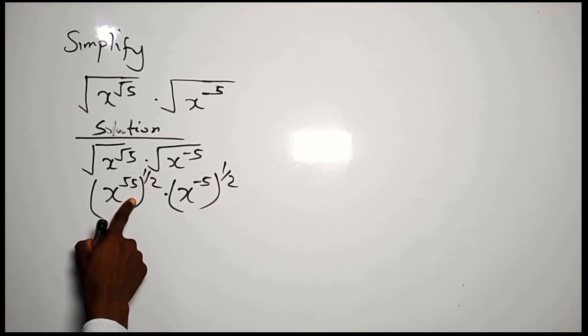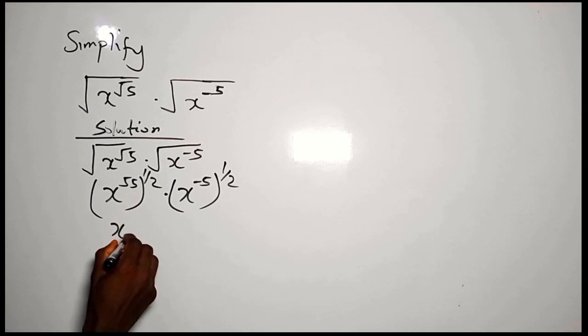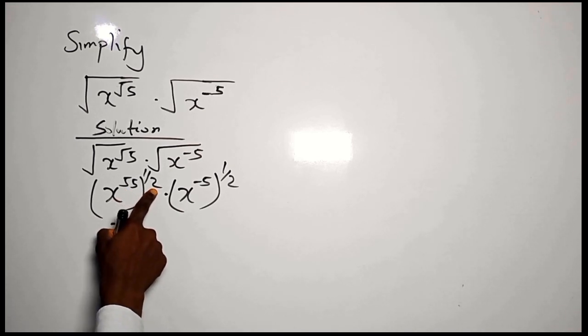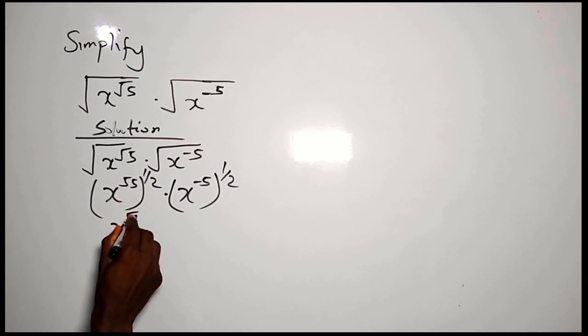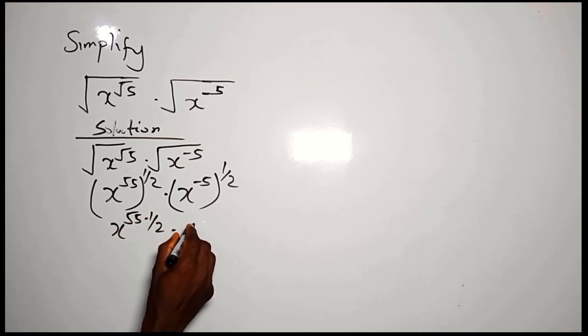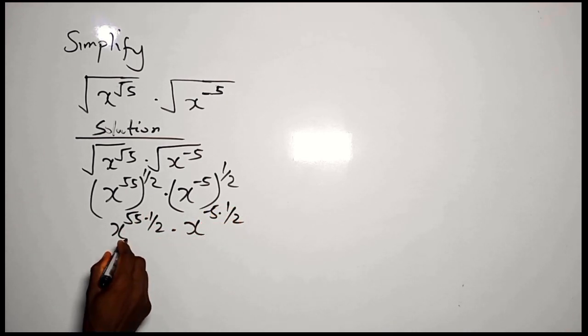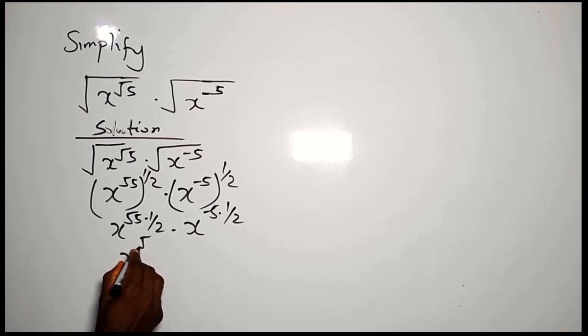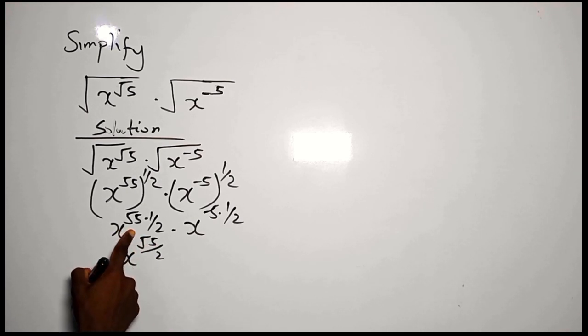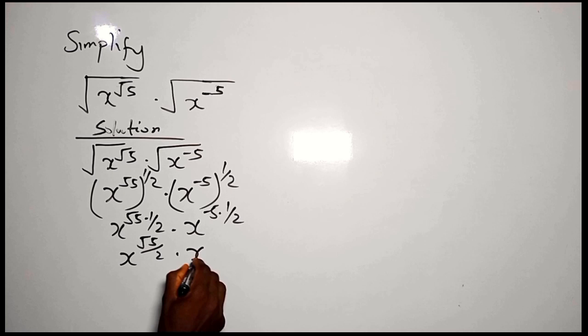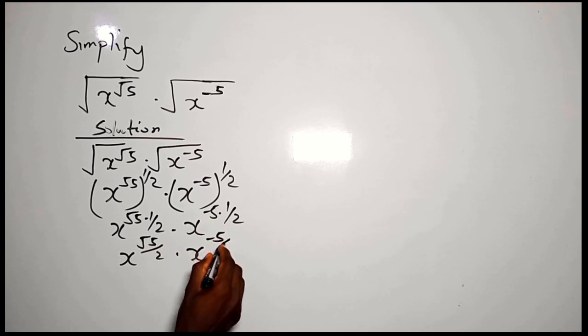So we can apply the exponent rule by multiplying the inner exponent with the outside exponent. So we have root 5 times half for x, and x raised to the power minus 5 times half. So here we have x to the power root 5 over 2. By the time we multiply this with x to the power minus 5 over 2.